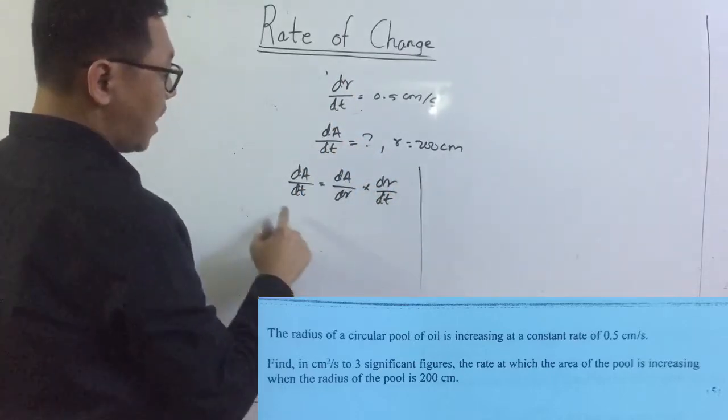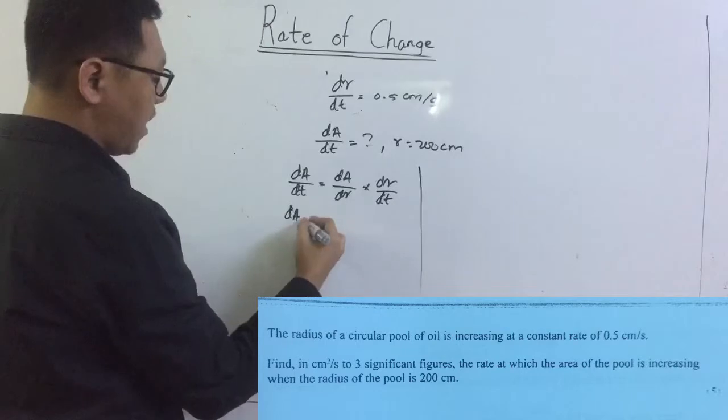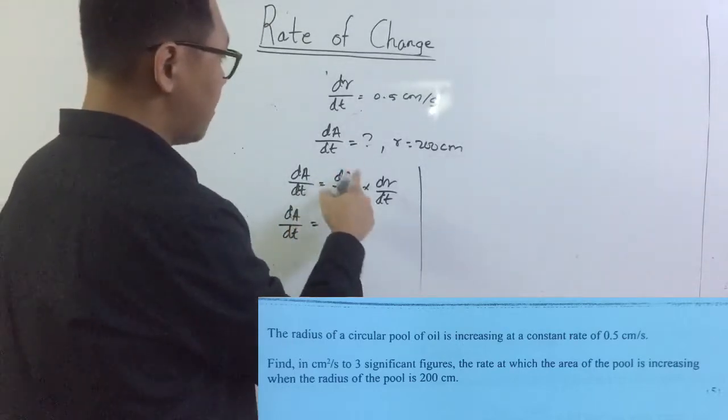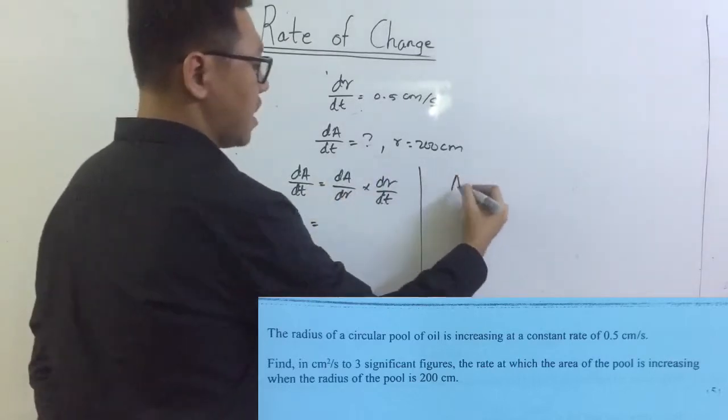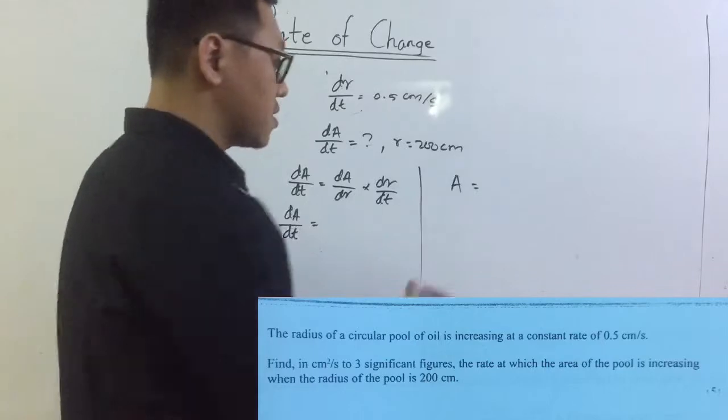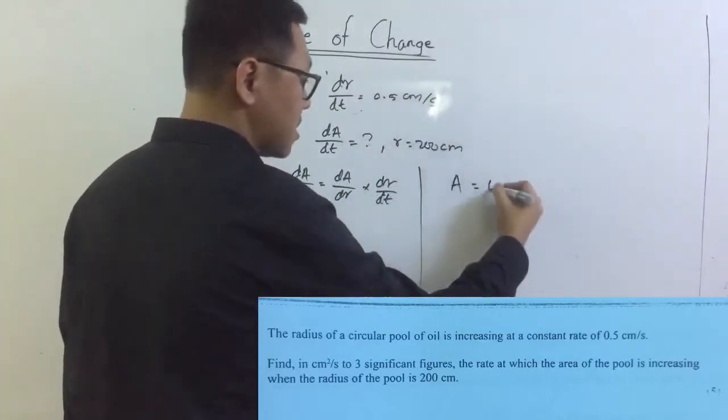So dA by dt is what we are trying to find. I'm gonna write this down again, and dA by dr. We don't have that, right? We don't even have A. So what is this? It's a circular pool, so it's a circle. Area of a circle is pi r squared.